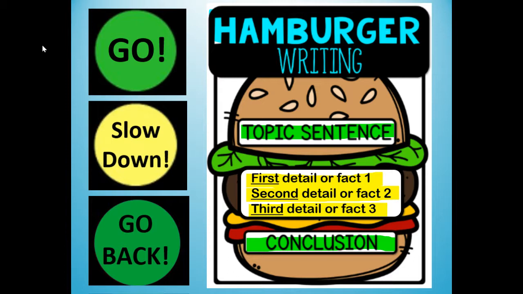Green, state your topic. Slow down, give your first detail. Slow down again, give your second detail. Slow down again, give your third detail. And then green means go back, or state your conclusion, write your conclusion, which is related to our main idea.